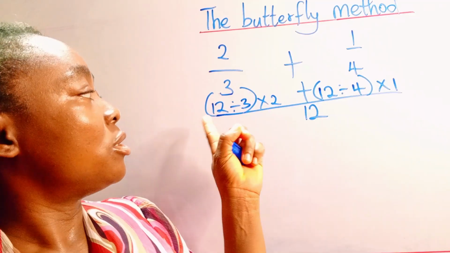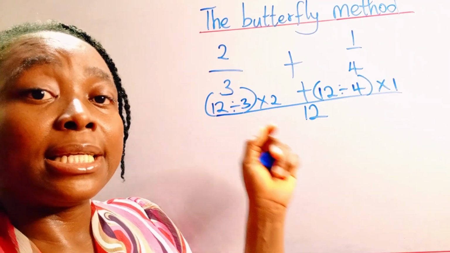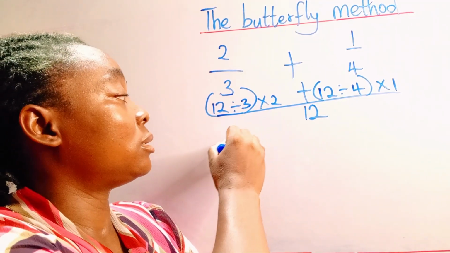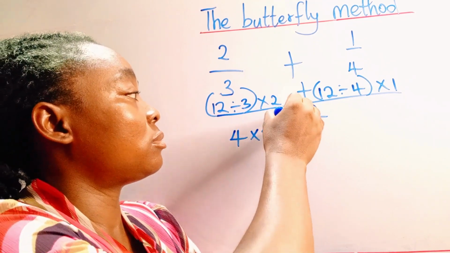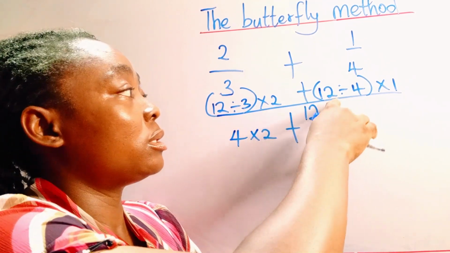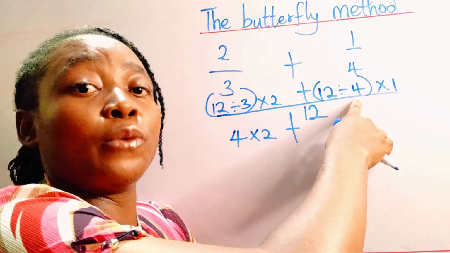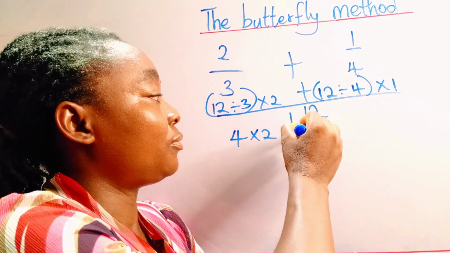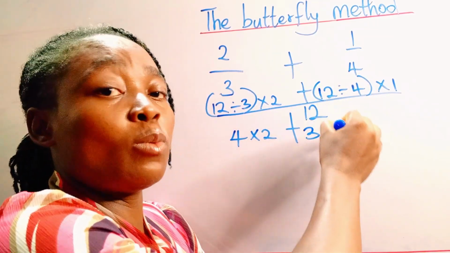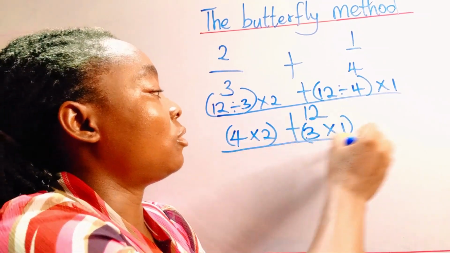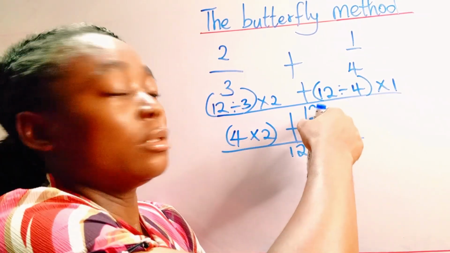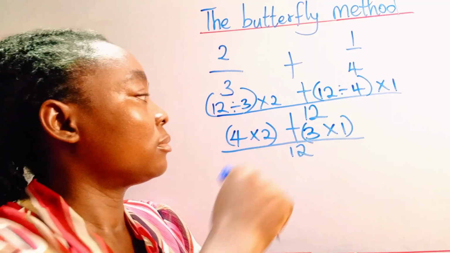So solve out. 12 divided by 3 is equal to 4. 4 times 2 plus 12 divided by 4 is 3. 3 times 1. All over 12. The common denominator still.